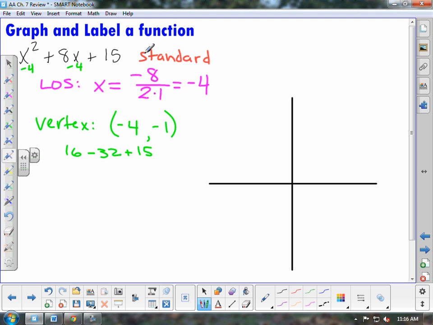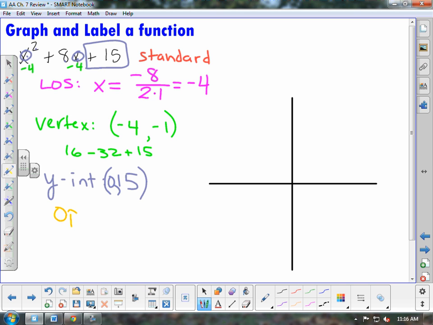And because it is in standard form, this is the y-intercept. And if you didn't remember that the c term is the y-intercept, you can also substitute a 0 in for the x's, and 0 squared is 0 plus 8 times 0, which is still 0, and then plus 15, and you still get 15. So 0 comma 15 is the y-intercept. And since the x squared term is by itself, it's the same width as x squared, and it opens up.